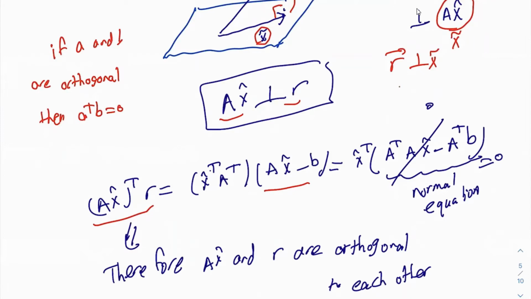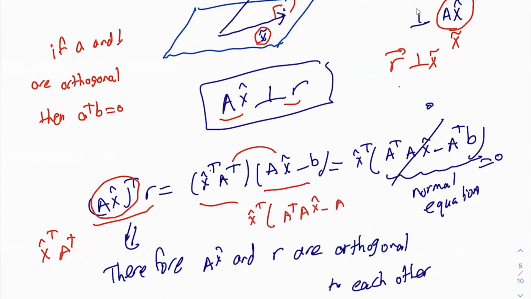And just transpose this one using the properties of transpose to be x bar transpose A transpose. Okay, let's multiply them together. We write this one as x bar transpose, or x hat transpose. Then we get A transpose. We multiply A transpose by this: A x bar minus A transpose b. That's what I have here.